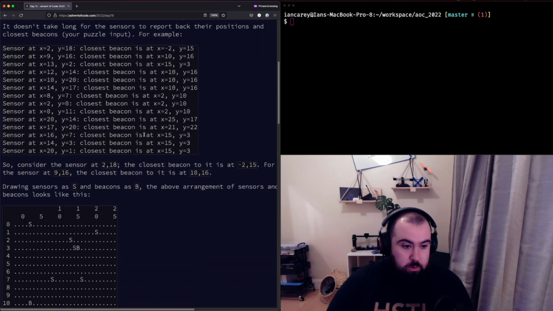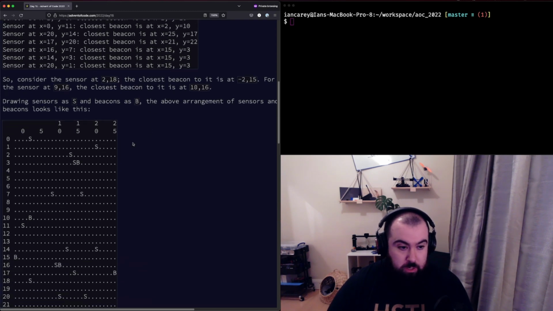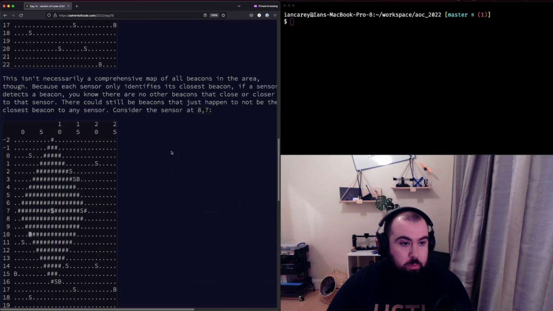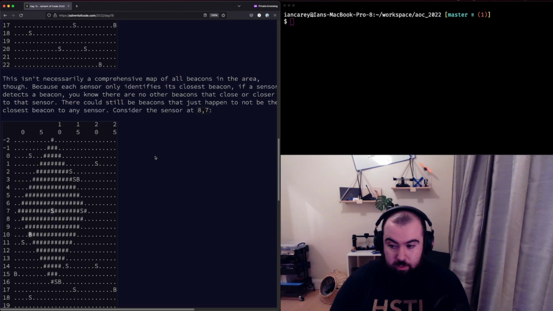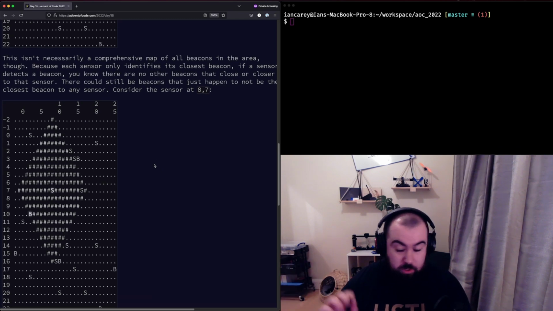Okay, so we're basically given that setup, and we're given all these inputs. But we're told that this isn't actually all of the beacons that exist. We're basically trying to find a specific beacon, which is the distress beacon that we picked up the signal from in the last one.